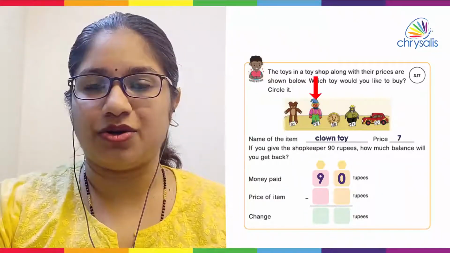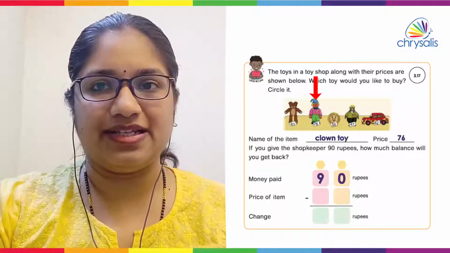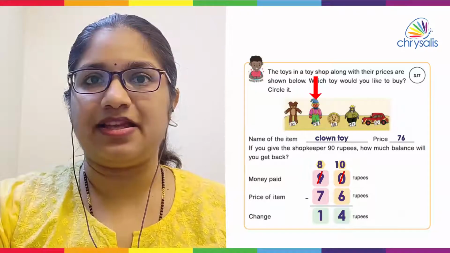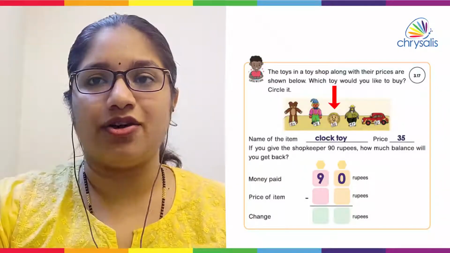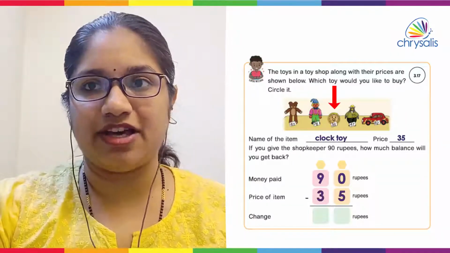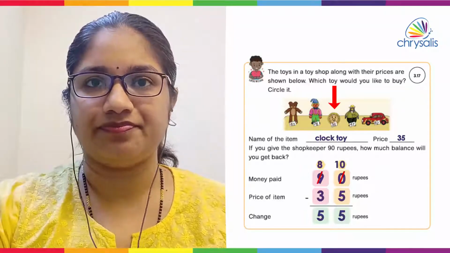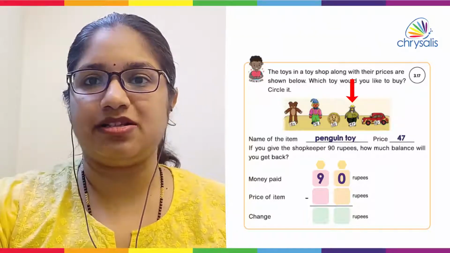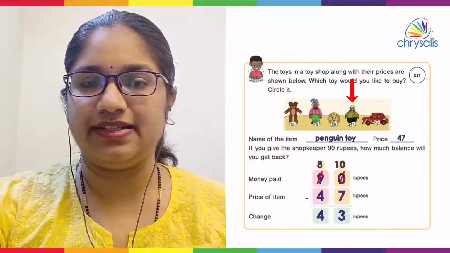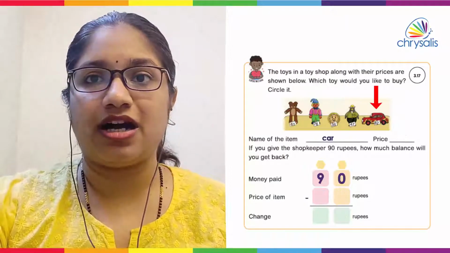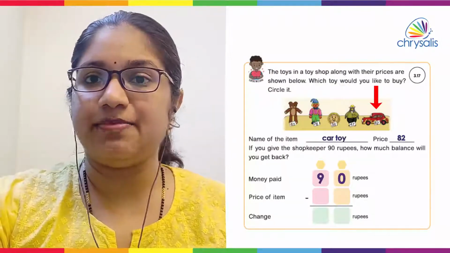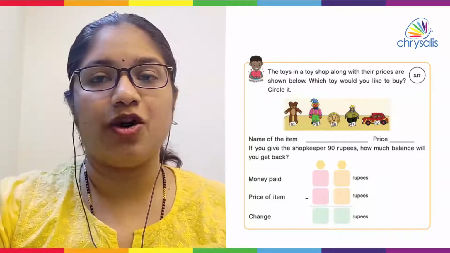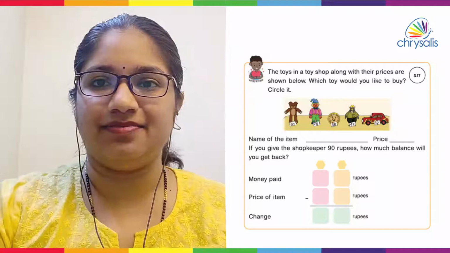If you chose the clown toy, your answer would be 90 minus 76, which equals 14. If you chose the clock toy, your answer would be 90 minus 35, which is 55. If you chose the penguin toy, your answer would be 90 minus 47, which is 43. If you chose the car toy, your answer would be 90 minus 82, which is 8. Hope you all have got the correct answer. Well done.